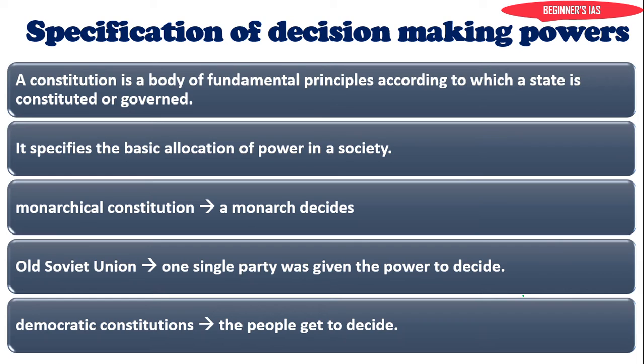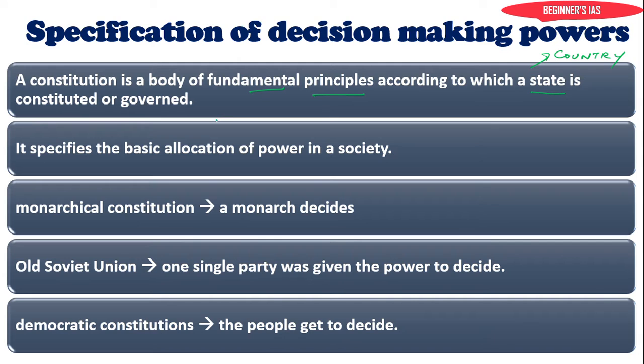The next one is specification of the decision making power. A constitution is a set of fundamental principles. Just now we have discussed that it is fundamental principles, with the rules according to which a state is constituted or governed. Here the state defines a country. So kindly remember, the state defines a country.